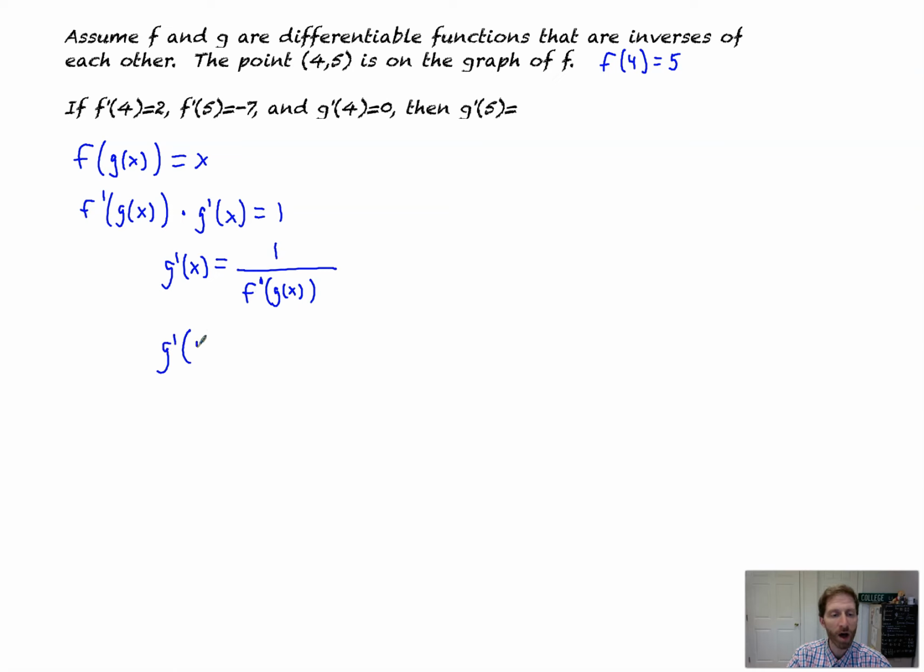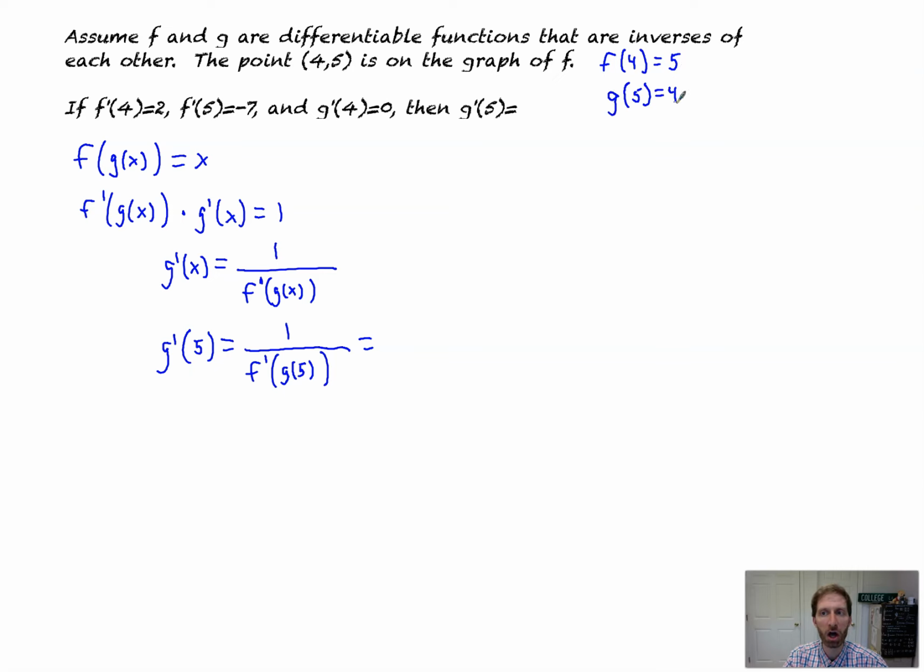So we want g prime of 5. That's going to be equal to 1 all over f prime of g of 5. Very nice. Very nice indeed. So now follow what's being asked. g of 5. Do we have g of 5? Oh, no, I don't have it there. Wait, I have it here. If f of 4 is 5, then g of 5 is 4.